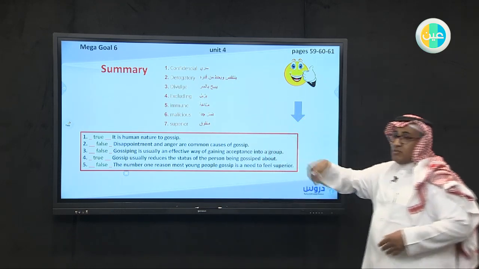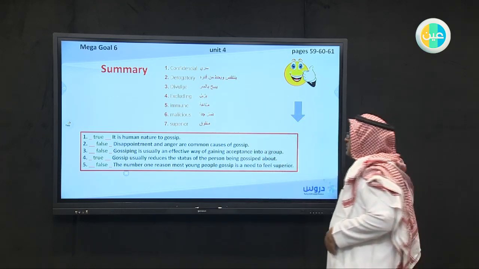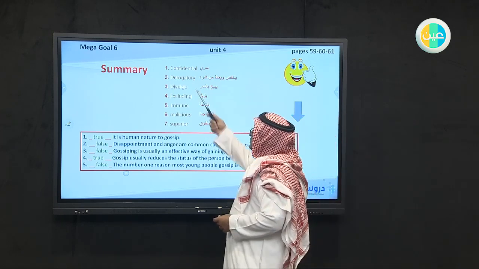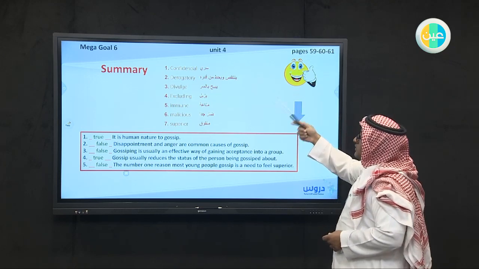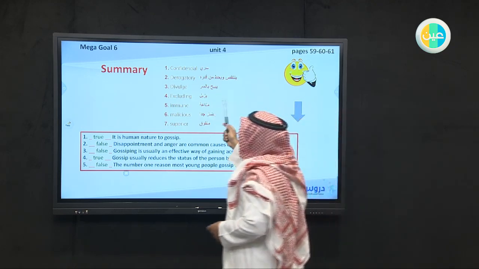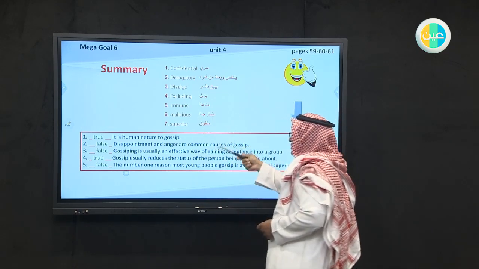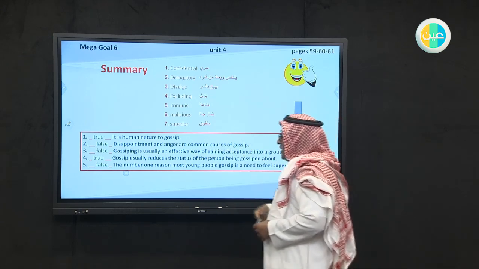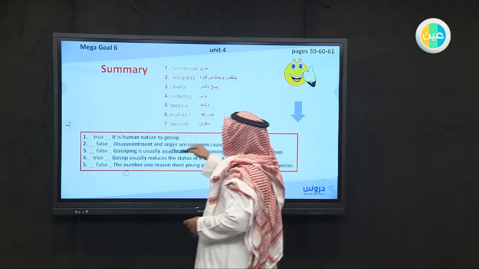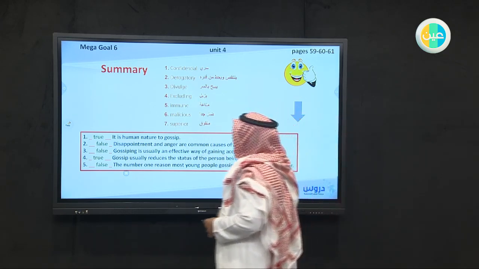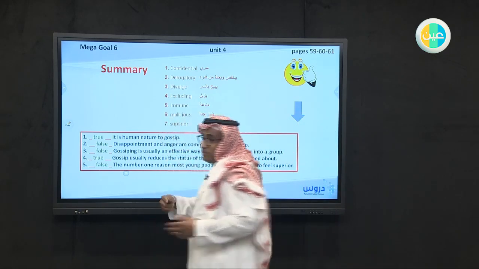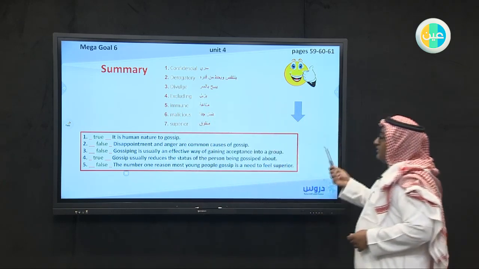Summary. Today we have covered some vocabulary and we learned words like confidential, derogatory, divulge, excluding, immune, malicious, superior. Okay, and also we answered some questions about the passage.